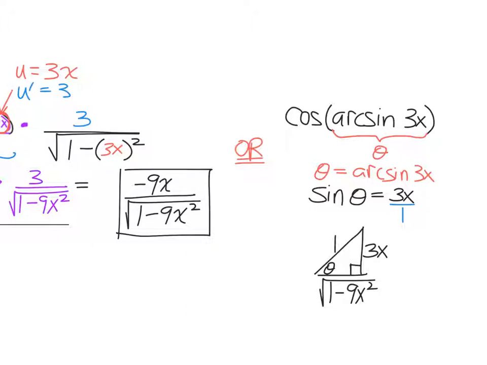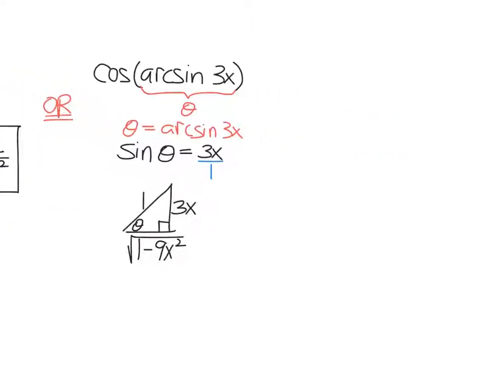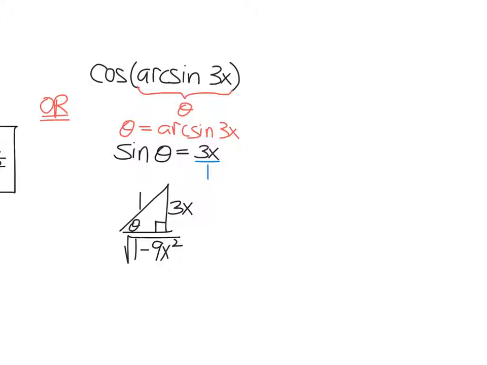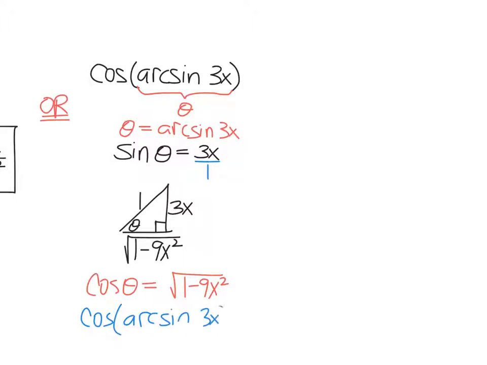So I'm looking for the cosine of theta. Theta is related to this triangle. Cosine's adjacent over hypotenuse. So algebraically, we're looking at the cosine of theta being equal to the square root of 1 minus 9x squared. But since theta is the arc sine of 3x, it's really telling us that the cosine of the arc sine of 3x is the same as the root of 1 minus 9x squared.